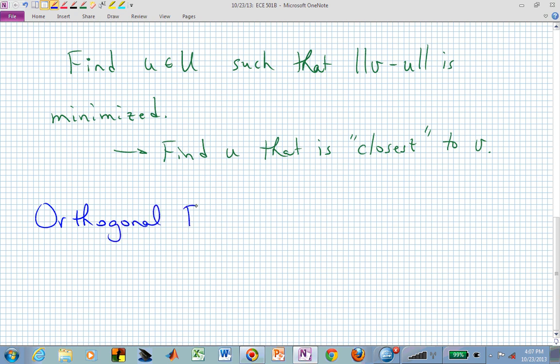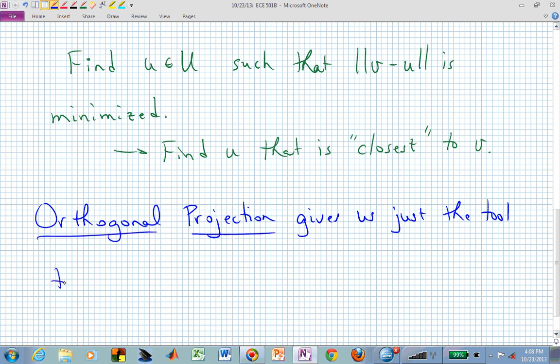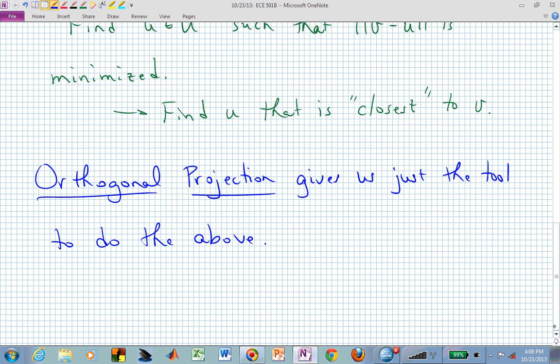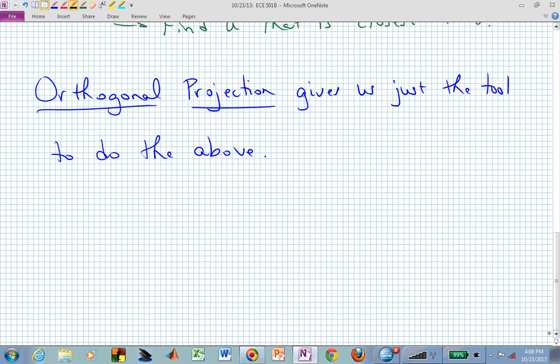We then will be using this orthogonal projection, which gives us just the tool to do the above, to do the minimization. And that's given to us in a proposition, as most things are in this course.